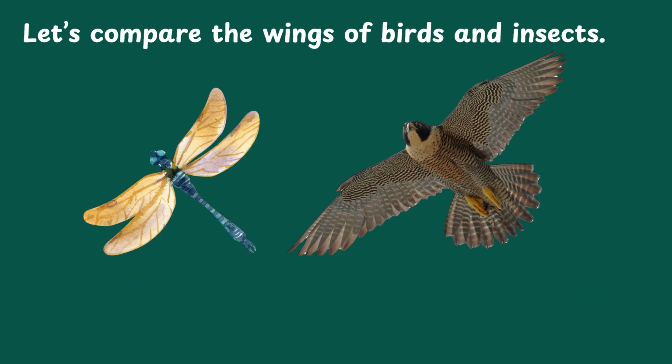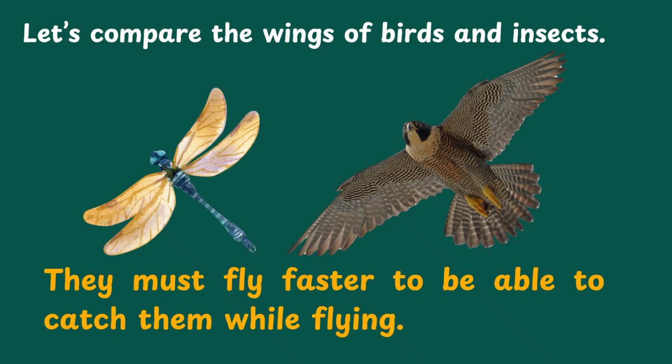Now the falcon eats other birds. A dragonfly eats flying insects. How do the falcon and the dragonfly catch them while flying? They must fly faster to be able to catch them while flying.